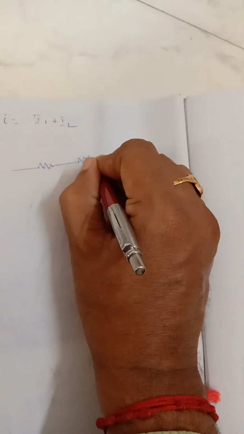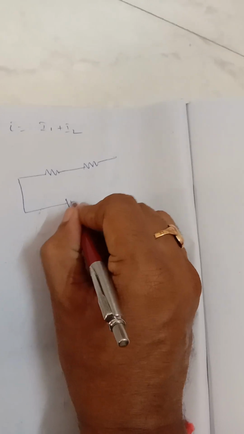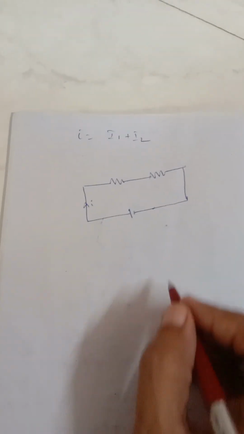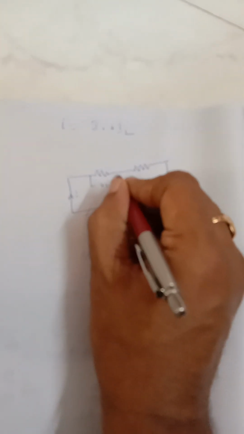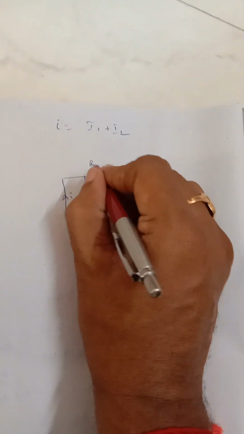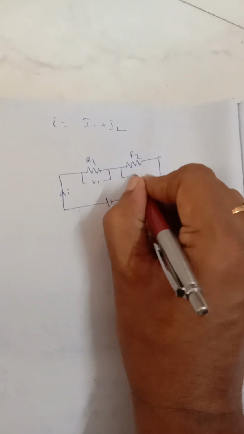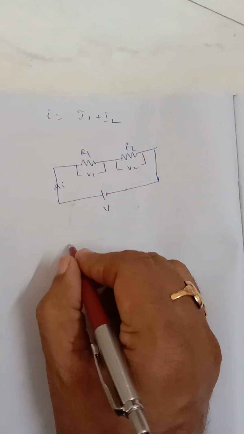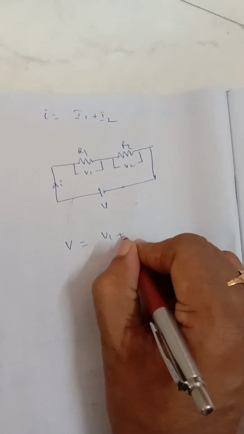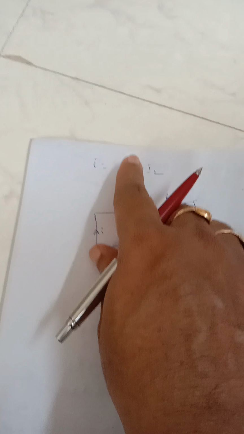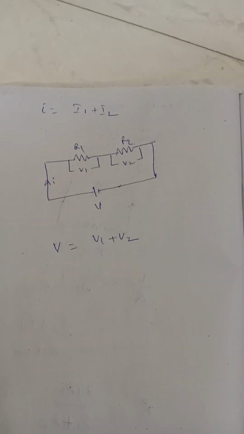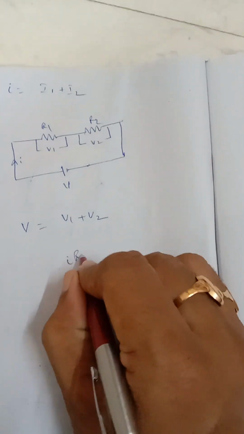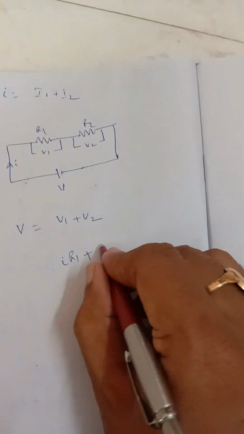Suppose you consider a series combination with applied potential difference V. Here also current I will flow. Here V1 is the potential drop between these two points. This is the R1 resistance, this is the R2 resistance. Here V2 is the potential drop between these two points. In series combination, what happens? Total potential V is equal to V1 plus V2. Like in parallel combination, I is equal to I1 plus I2, in series combination V will become V1 plus V2, where V1 is equal to IR1 and V2 is IR2.